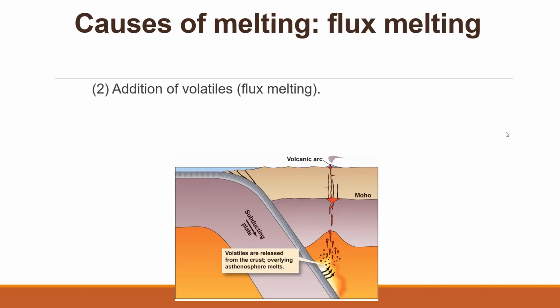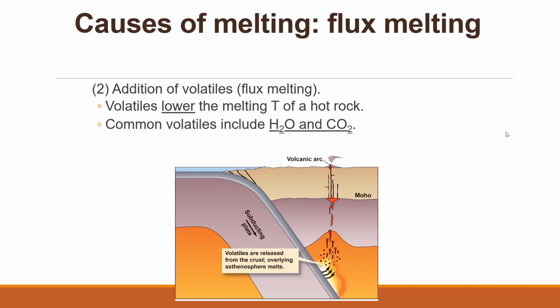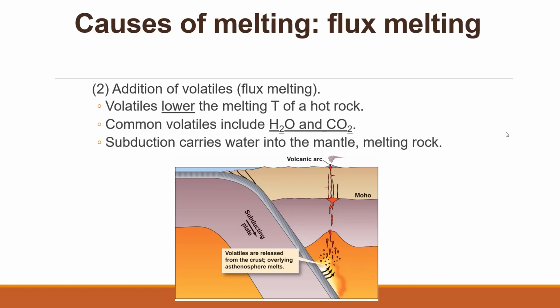We can also have what's called flux melting, which is addition of volatiles. Basically we put something into the rock that makes it easier to melt. Carbon dioxide and water, H2O, are two of the more common ones. This will lower the melting temperature of a rock and make it easier to melt. Subduction will carry water into the mantle. The water is included in the minerals that are subducting. Once they get to a certain depth, the water is pushed out of those minerals. That water then goes into the overriding plate and melts it, and then that melt works its way up to the surface, which is why we have volcanoes on the overriding plate.